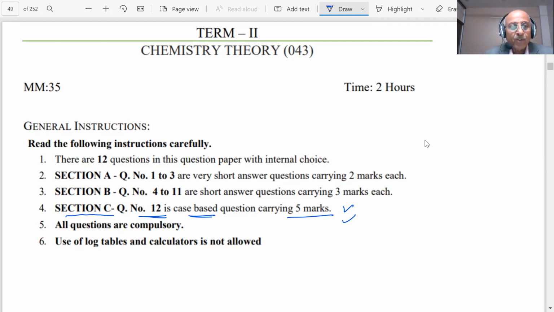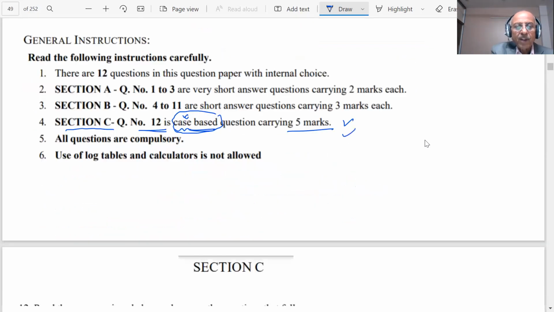Already instructions have been given, which we have discussed in section A and section B on YouTube. All questions are compulsory. Internal choices have been given. And there are very short answer questions, short answers, and case-based. So today I'm talking of the case-based question. Let us see what the case-based question is.